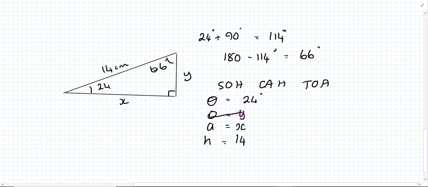So I'm going to cross out the y because that's not part of my calculation. There's nothing with an O. So we've got the cosine of 24 equals x over 14. So how do I find x? You make x the subject. So it would be 14 times cosine of 24.